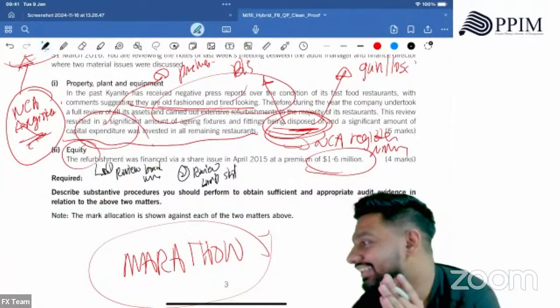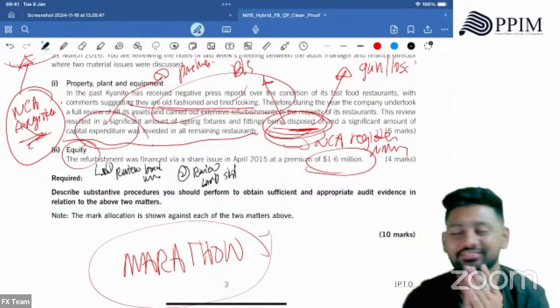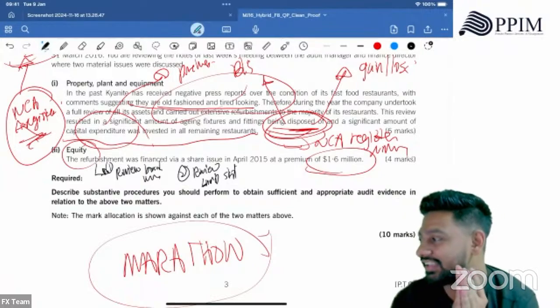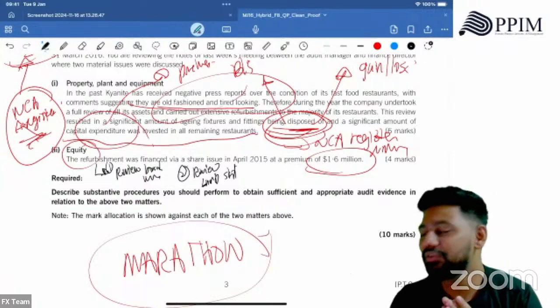Oh, brilliant. Okay, that's a nice response. I got a nice compliment from a student. Thank you for making substantive procedure easy. Yeah, keep it easy. Make it easy. Don't worry, we can make it easy.